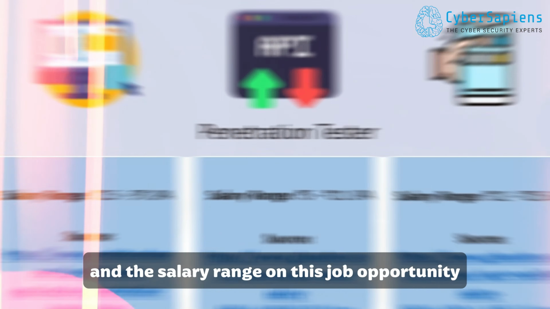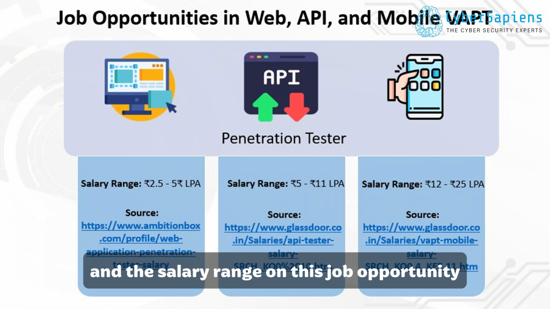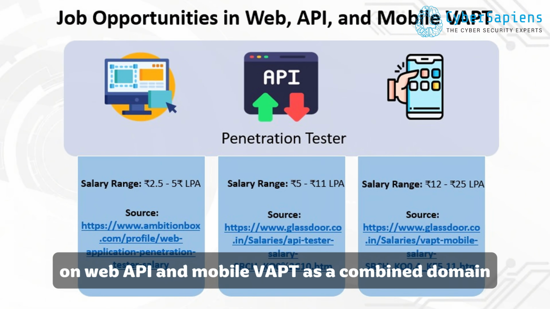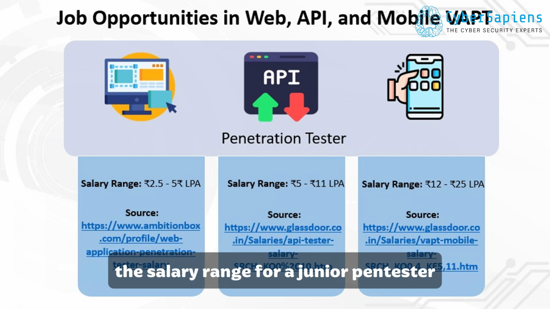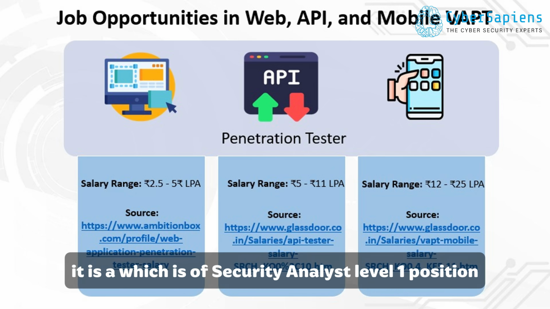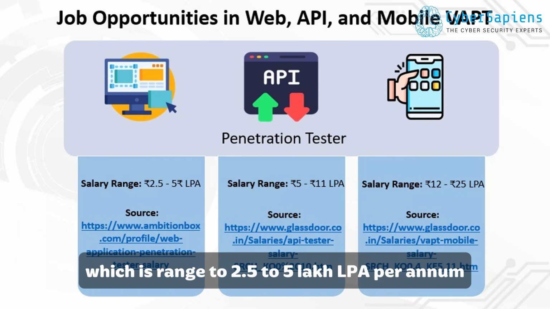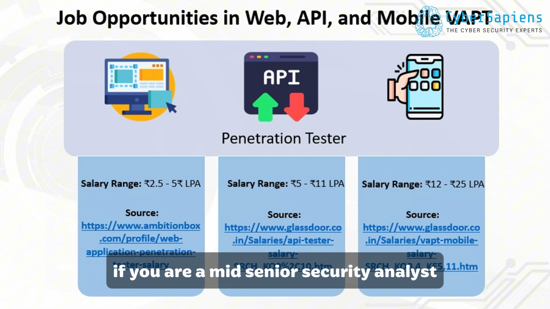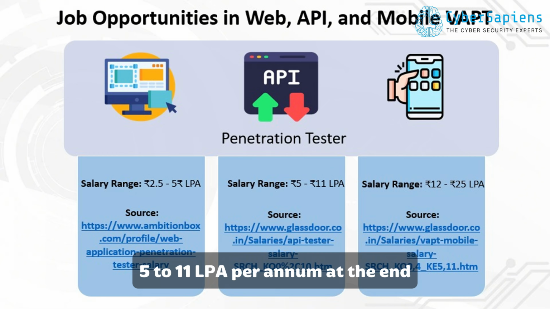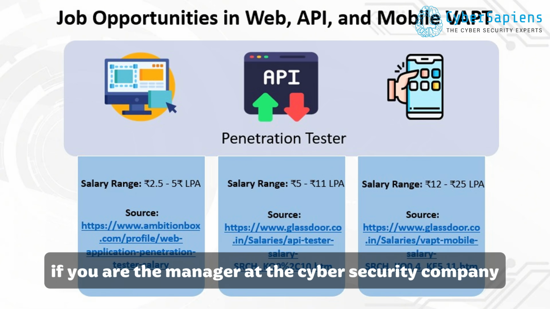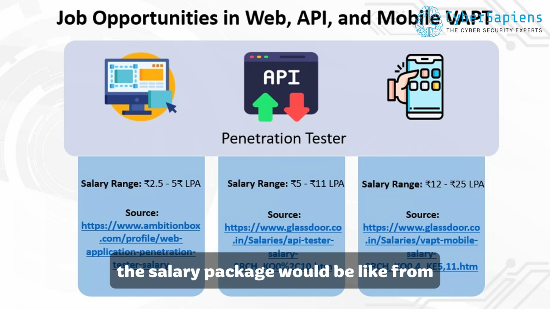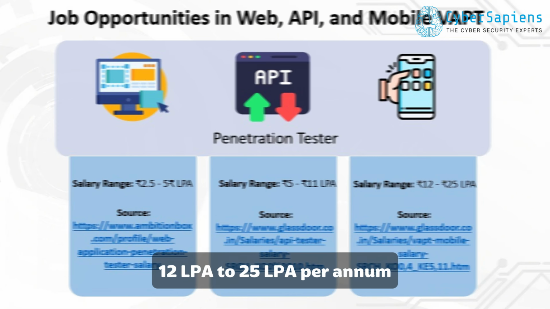And the salary range for this job opportunity in web API and mobile VAPT as a combined domain: for a junior pen tester, a security analyst L1 position, it ranges from 2.5 to 5 LPA. If you are a mid-senior security analyst, you will get a package of around 5 to 11 LPA. At the end, if you are a manager at a cybersecurity company, the salary package would be from 12 LPA to 25 LPA.